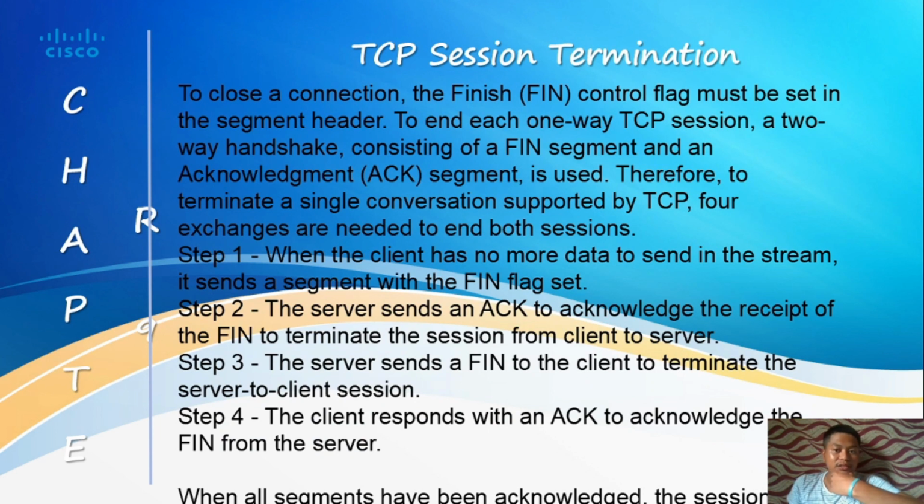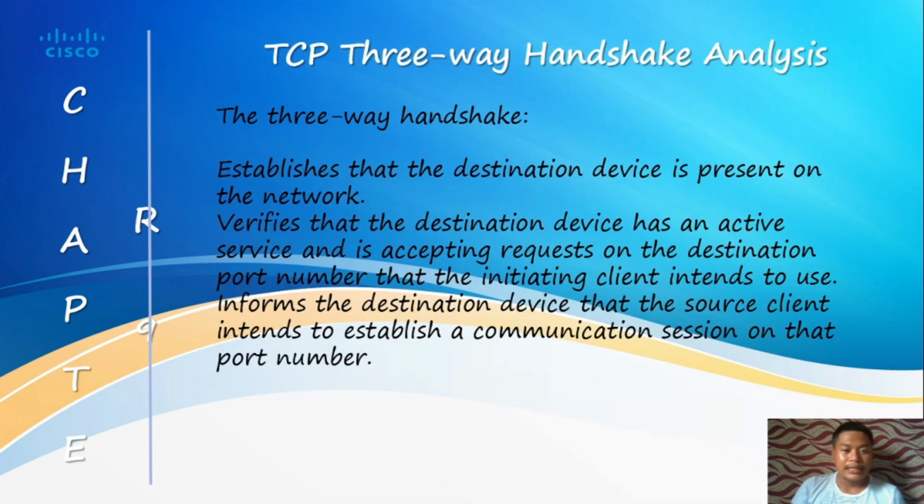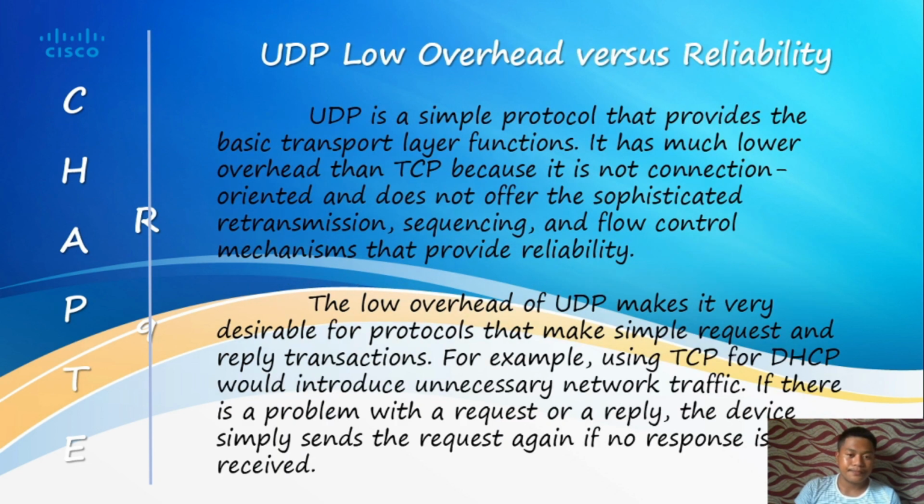The TCP session termination. As you can see, there are step 1, step 2, step 3, and step 4. So, all segments have been acknowledged in this session. TCP three-way handshake analysis. The three-way handshake establishes that our destination device is present on the network, verifies that our destination device has an active service accepting requests on the destination port number that our initiating client intends to use, and informs the destination device that the source client intends to establish a communication session on that port number.